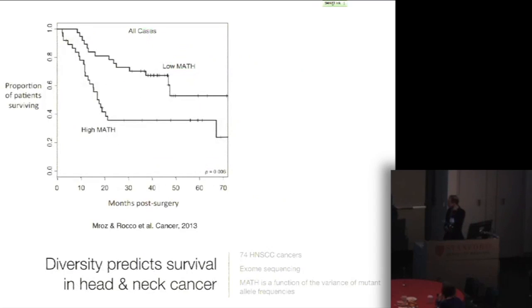All right. Now, this is not our data, but corroborating data from head and neck cancers, where they use a math score, which is actually a nicer and more sophisticated measure of within sample diversity using exome sequencing, and showed that the more diverse exomes, again single samples, were predictive of overall survival in head and neck cancer.